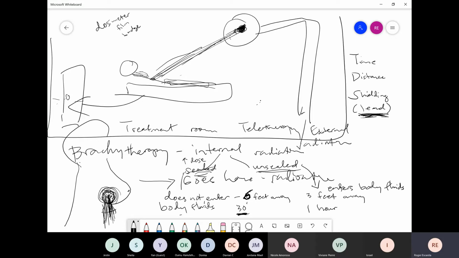All right, so these are our precautions. Let me summarize. If it's external radiation right here, the patient receives radiation therapy.